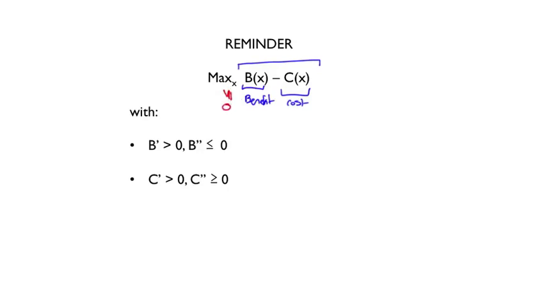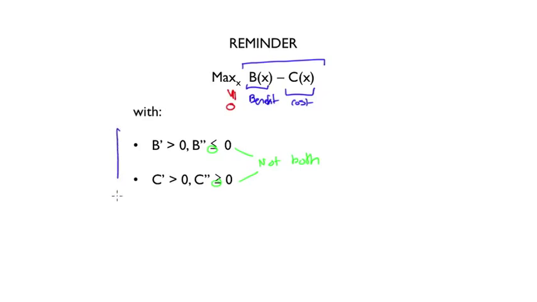And last but not least, we have seen, and we will continue to see, that in many examples, the benefit and the cost functions satisfy the following properties. Benefits increase with X, in other words, the marginal benefit is positive, but the derivative of the marginal benefit, or the second derivative of the benefit, is less or equal than 0. The cost function increases with X, so the marginal cost is positive. The derivative of the marginal cost, i.e. the second derivative, is non-negative. And furthermore, it is not the case that both are equal to 0.